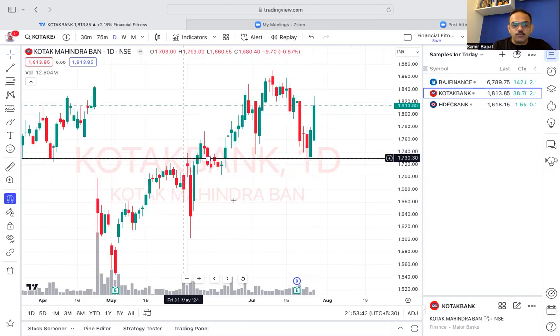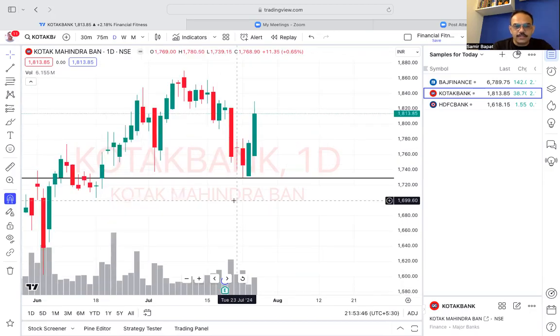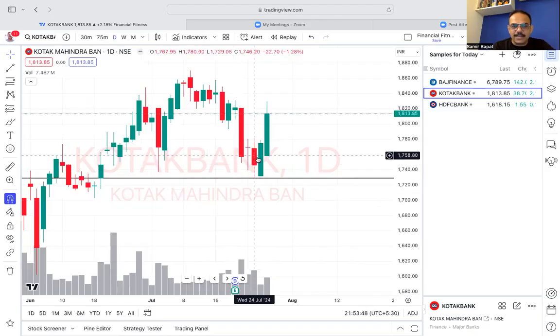Now check the volume of these candles. This is the reversal pattern candle. This is getting engulfed by this. So if you see, is the volume criteria matching? Is the volume criteria matching? No.